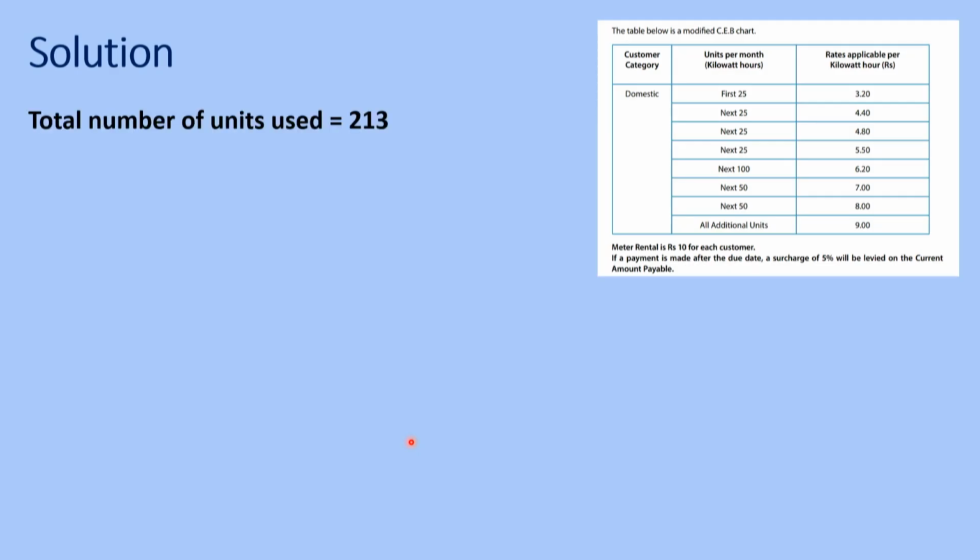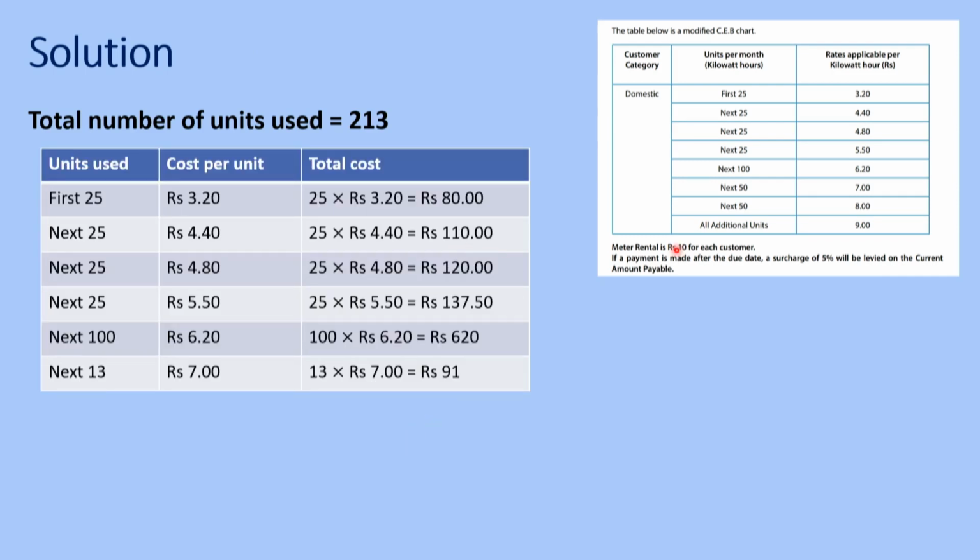So let us have a look at the solution. The total number of units used is 213. So we are going to have a look at the chart now. For the first 25 units, it's 3 rupees 20, so it's going to be 25 times 3 rupees 20, which is 80 rupees. For the next 25, it is 4 rupees 40, so I'm going to have 25 times 4 rupees 40, which is 110 rupees.